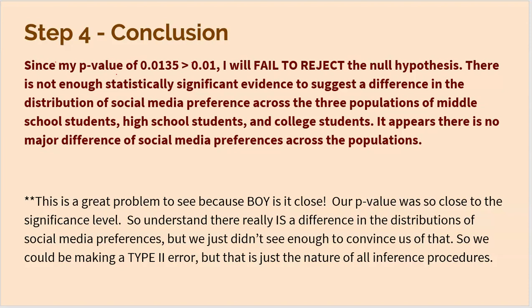Now, this is a great problem to see because, like I said, boy, was it close. Our p-value was so close to the significance level. So understand there really is a difference in the distribution of social media preferences, but we just didn't see enough to convince us of that. So we could be making a type 2 error, but that is just the nature of all inference problems.